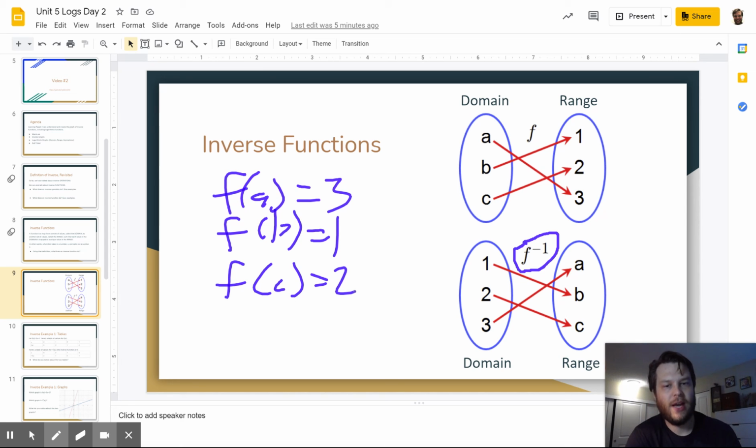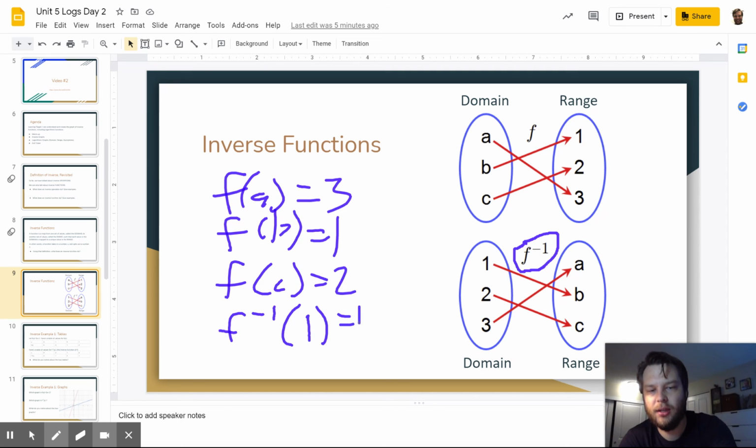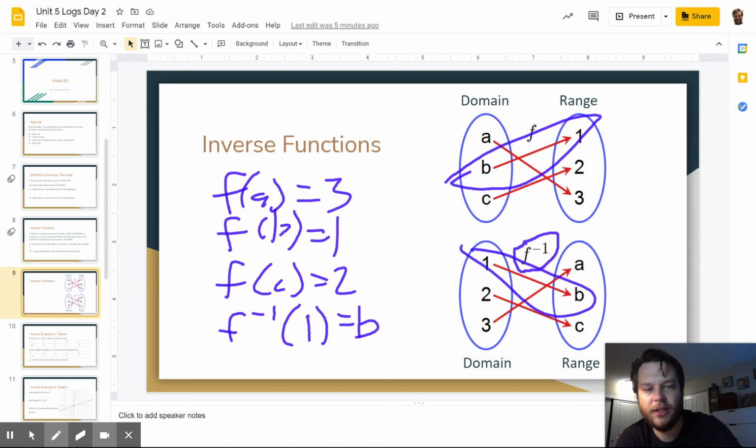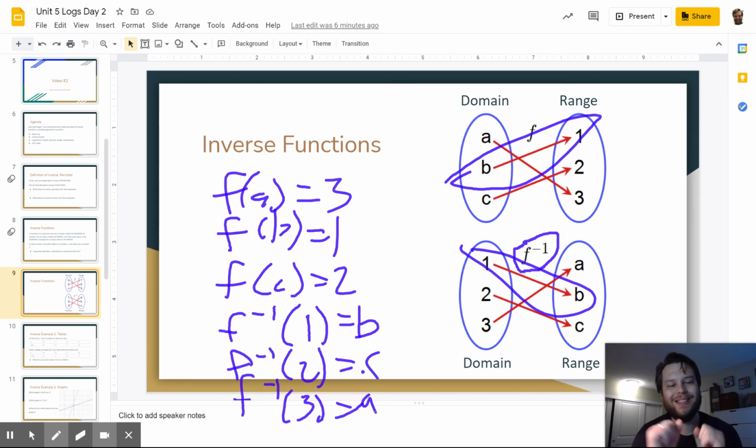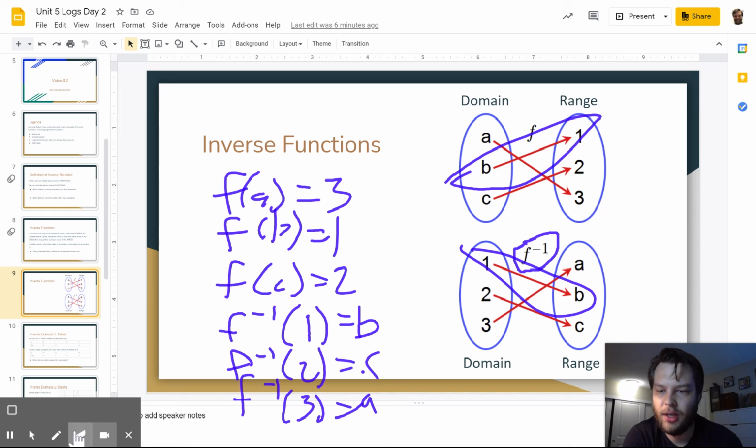Now, when I want to make the inverse, I don't change those numbers. I don't put negatives. I don't put fractions. I keep the numbers and the letters as is. I just reverse. F inverse of 1 is B. That's just taking this arrow from the original map and reversing it like that. F inverse of 2 is C, and F inverse of 3 is A. Keep the values exactly as is. I can't stress that enough. And reverse the X and the Y. So I'm going to stop this video here, and we will do one more video of notes before we go on to the activity.